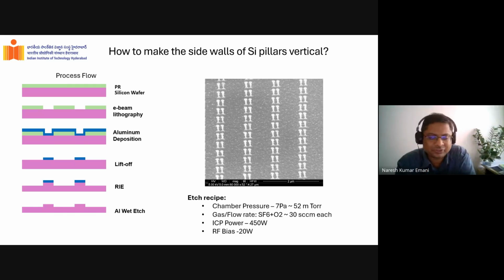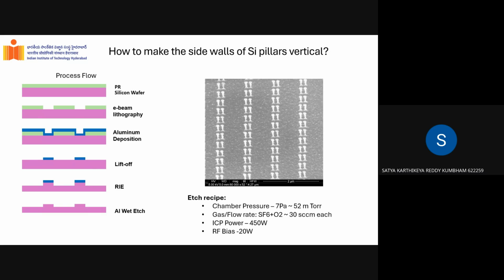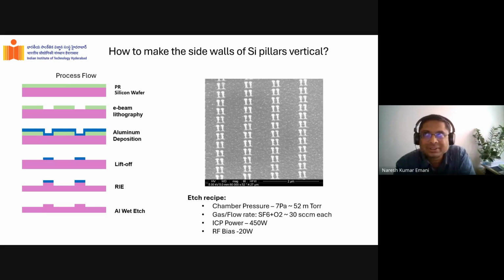So I got here 7 pascals. Translate 7.5, that's about 50 millitorr. Let's say from 50 millitorr, I'll bring it down to 20 millitorr. Okay, very good. Should I increase the gas flow rate or not? Yes, sir. No, sir. RF biasing. Maybe by increasing RF biasing, we can. If you do RF biasing, you'll make it more vertical.